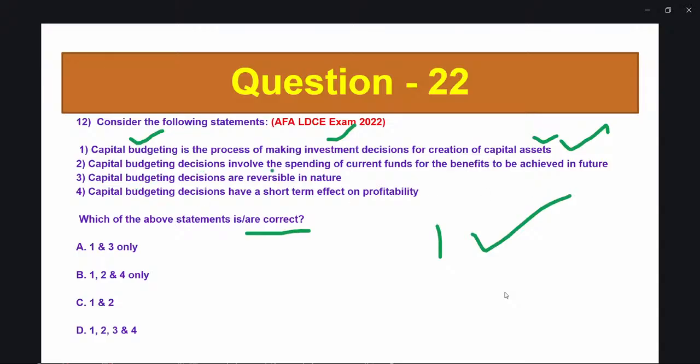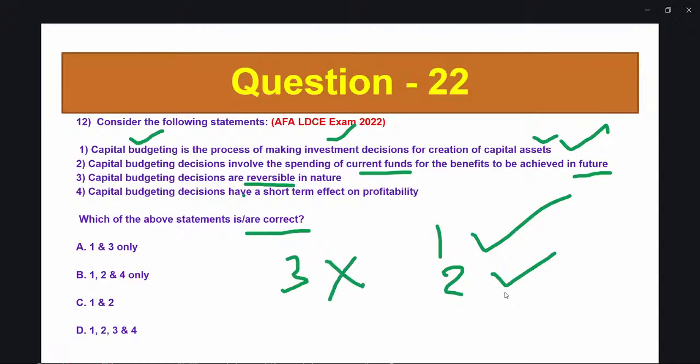Capital budgeting decisions involve spending of current funds for the benefits to be achieved in the future. Yes. A revenue expense is for benefits achieved now, but this is for future creation, with current funds. So statement 2 is also correct. And 3. Capital budget decisions are reversible in nature. No. Suppose we started construction of a 20-floor building. After constructing 10 floors, can you come back? No, we cannot come back. So it is irreversible in nature. So 3 is no.